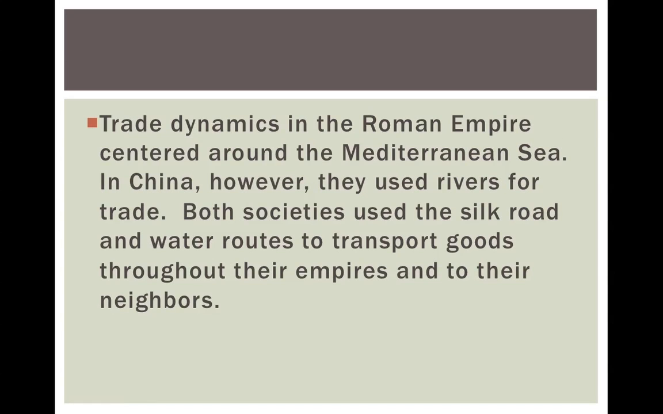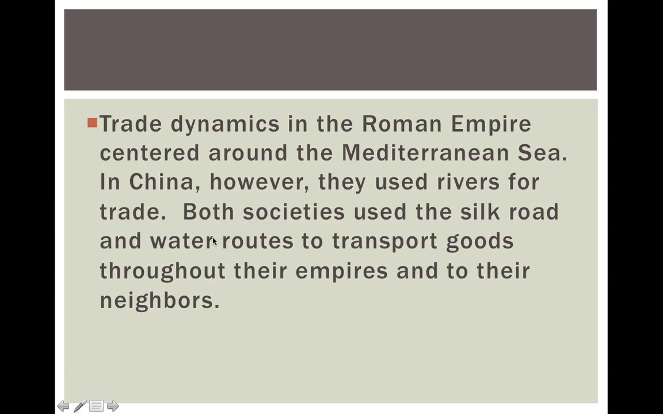Trade dynamics in the Roman Empire centered around the Mediterranean Sea. In China, however, they used rivers for trade. Both societies used the Silk Road and water routes to transport goods throughout their empires and to their neighbors. 3, 2, 1. This again is a good thesis. Let's look at it. Talks about trade dynamics. The Roman centered around Mediterranean, and China they use rivers for trade. So they use different ways of transporting the goods for trade. That's a difference. But both societies use the Silk Road and water routes to transport goods throughout their empires.